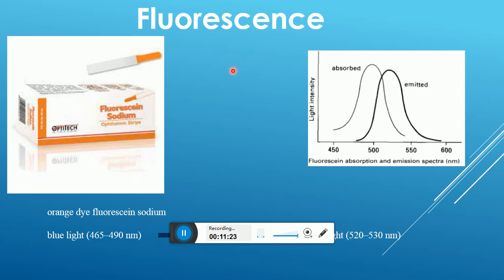Fluorescence. Fluorescence is the property of a molecule to spontaneously emit light of a longer wavelength when stimulated by light of a shorter wavelength. For example, the orange dye fluorescein sodium, when excited by blue light, whose wavelength is 465 to 490 nanometer, will emit yellow-green light between 520 and 530 nanometer.